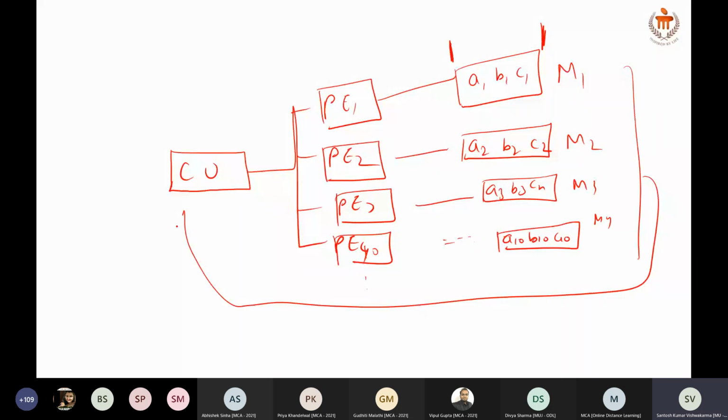Okay, so this is just a broad level view of how things are going to be managed once we have more than one process and we are going to work with multiple data streams.